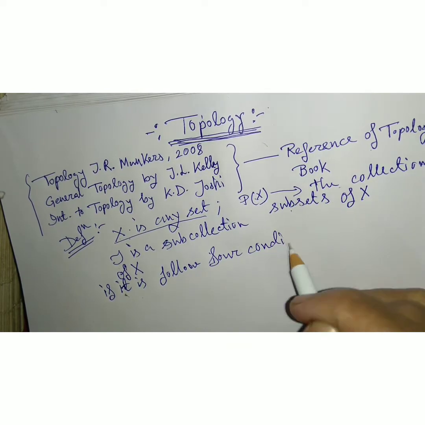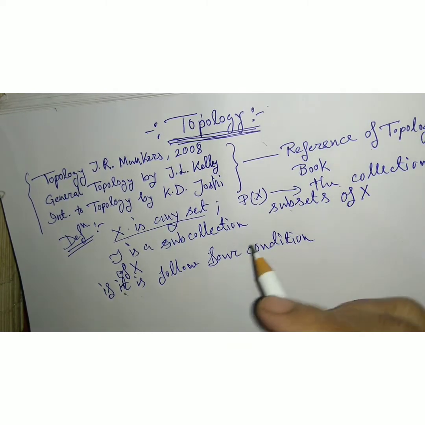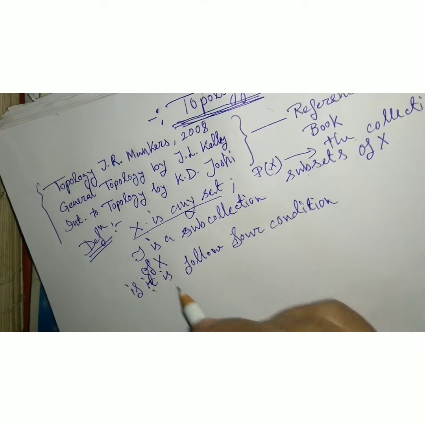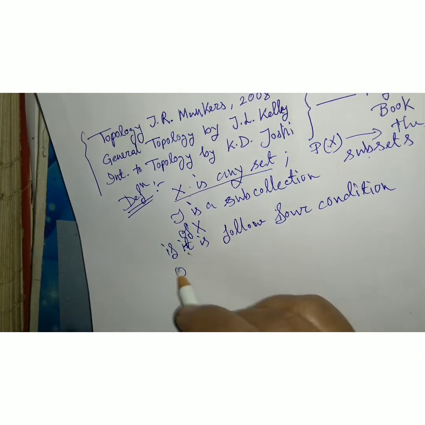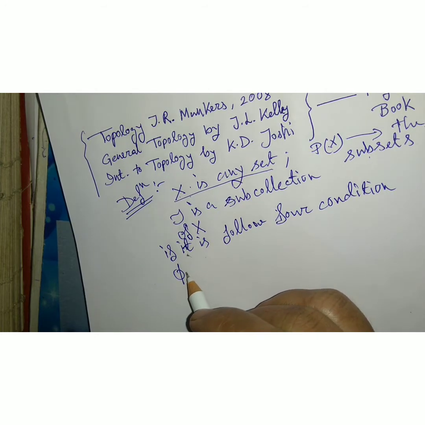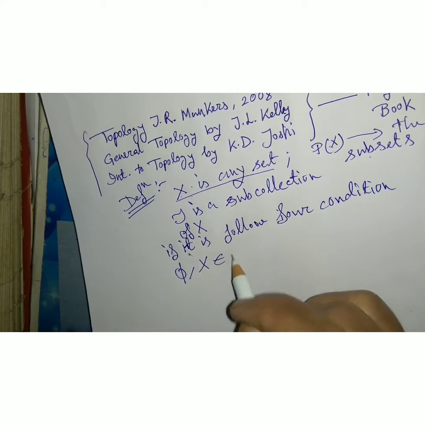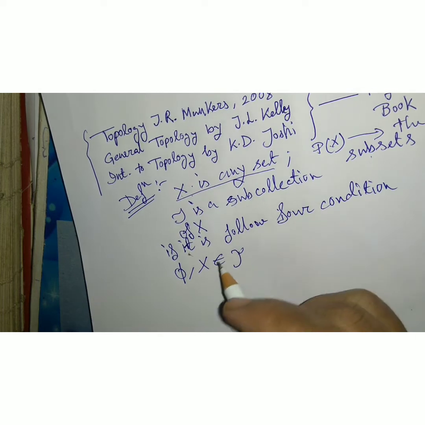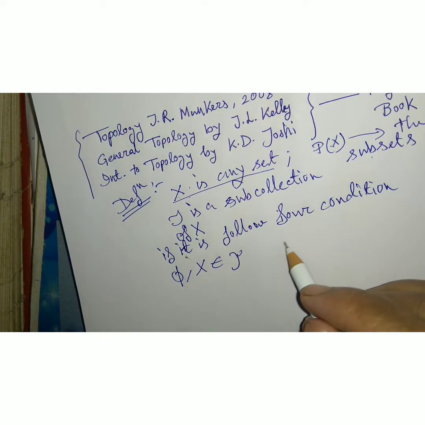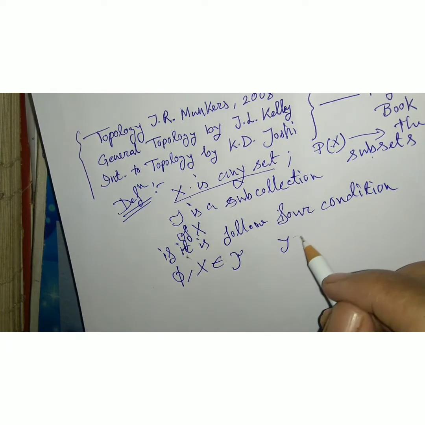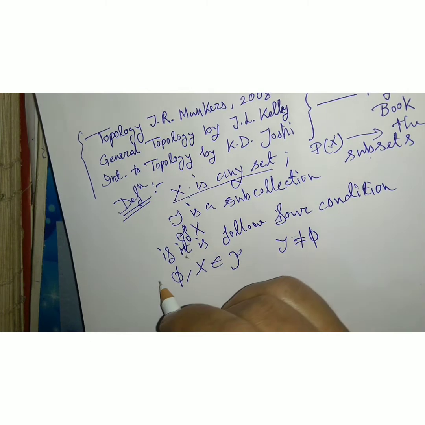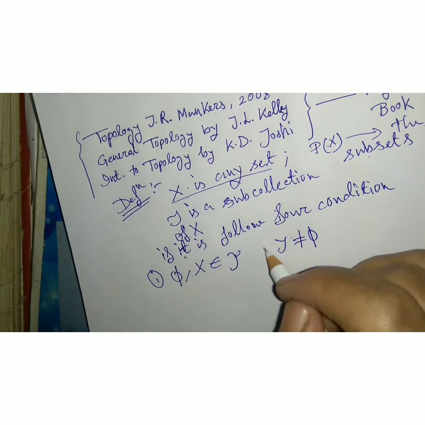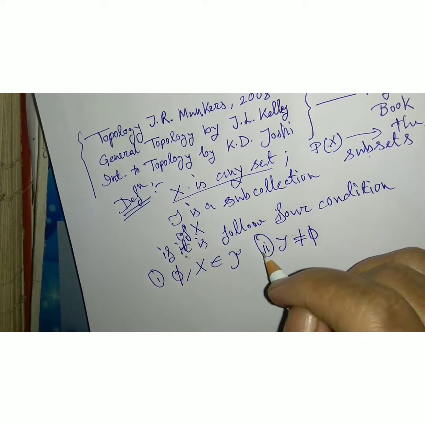Which conditions does it follow? Number 1: phi and X belong to tau, and tau does not equal phi.